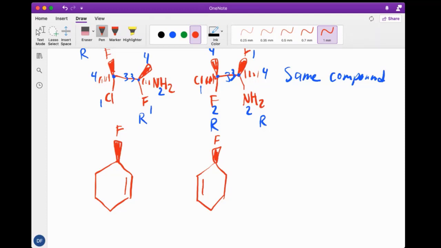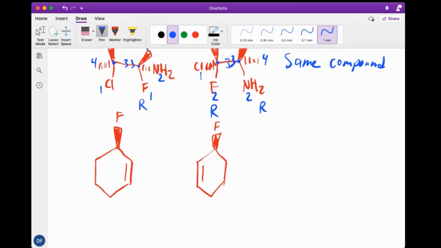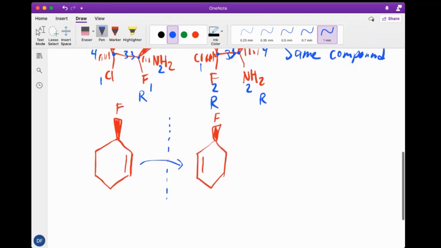Okay, so the only difference is the placement of these double bonds right here. Alright, so if we put a mirror image right here, it's basically flipped. However, actually no, wait. If it was a mirror image, this would be a dash as well. But it's not a dash. So these two are two different compounds. And if their only difference is the chirality, then this would be enantiomers.